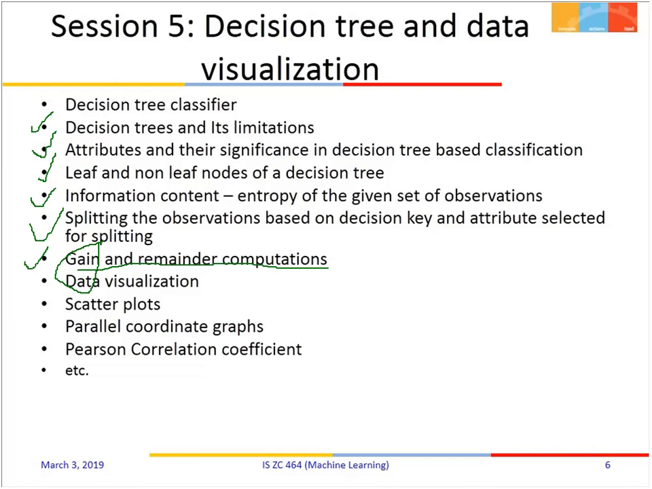Then it was followed by the data visualization tools, where I had shown you some Python programs. Of course, in this mid-semester test, there will not be any question revolving around the Python programs, but as a concept and as a generic definition of scatter plots, parallel coordinate graphs, Pearson correlation coefficients, etc., you are expected to know these definitions.